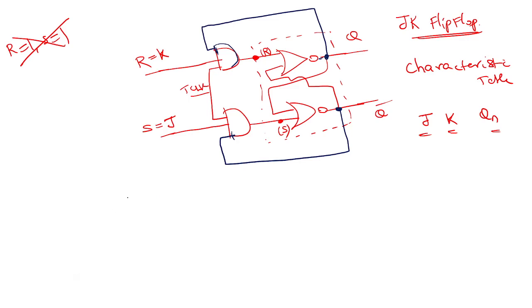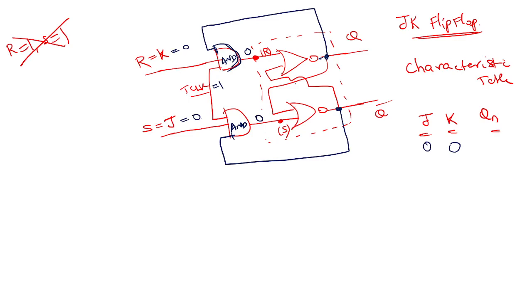Let's analyze this. What will happen? Let's assume that clock equals 1 in all the cases. Now if this is 0, this is 0. That's the first condition. 0, 0. What is the output of this gate? This is an AND gate. Output of this AND gate is 0, 0. R equal to 0, S equal to 0.